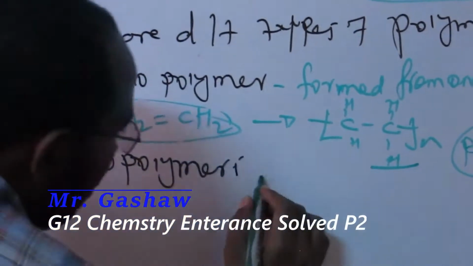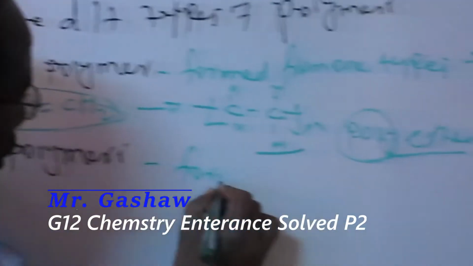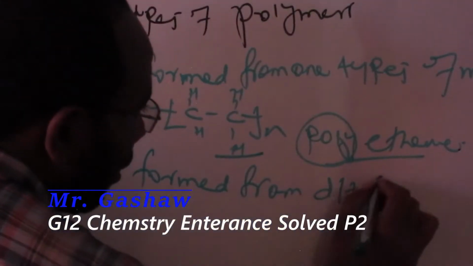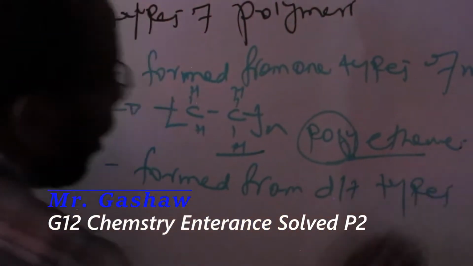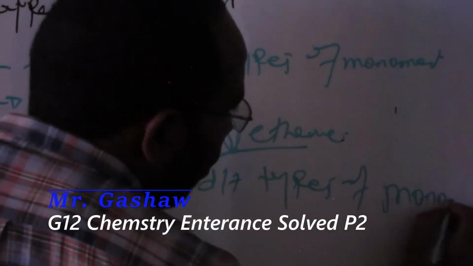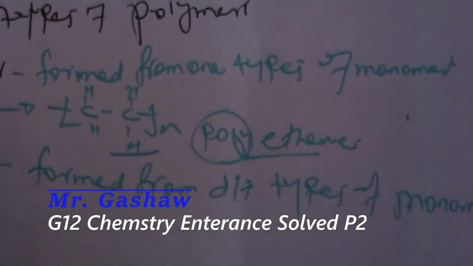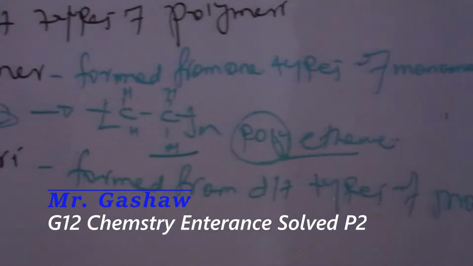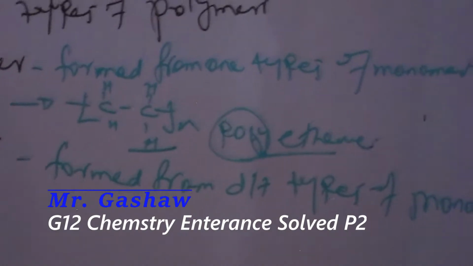Copolymers are what? Formed from what? Different types of what? Monomer units. Monomers. Different types of monomers. That means the monomer units are more than one. If it becomes more than one, we call it what? Copolymer.